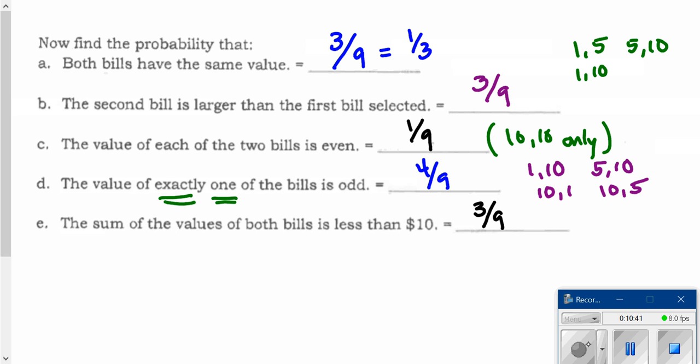Okay, welcome back. So I have my answers here. Both bills have the same value. It's just when you have doubles. So 1, 1, 5, 5, 10, 10. That's 3 different ways out of the 9. The second bill is larger than the first bill.